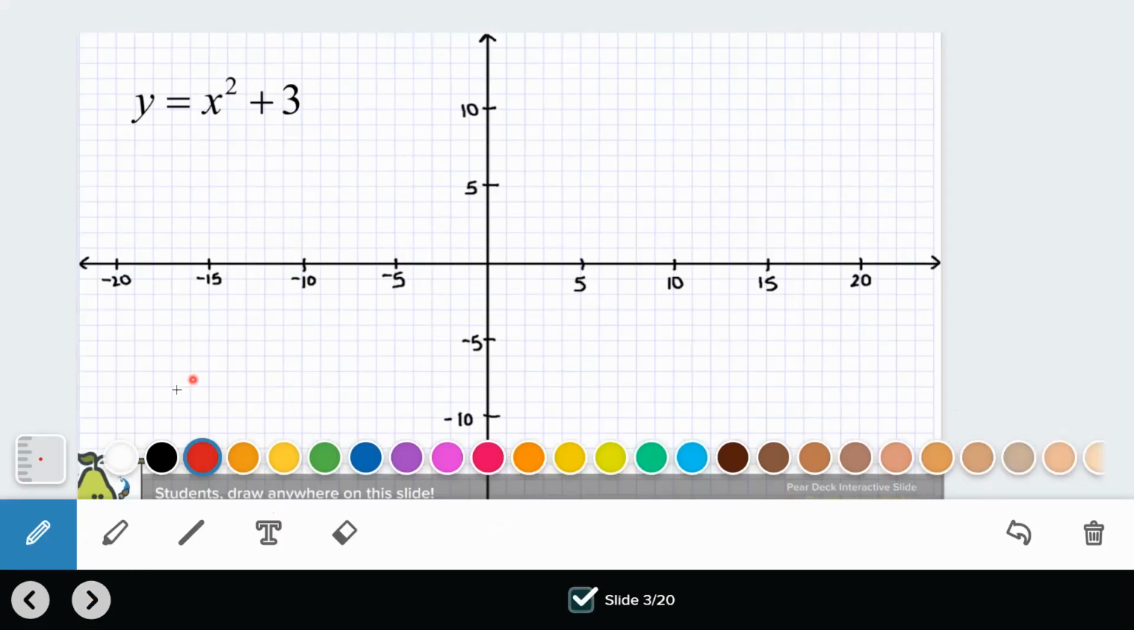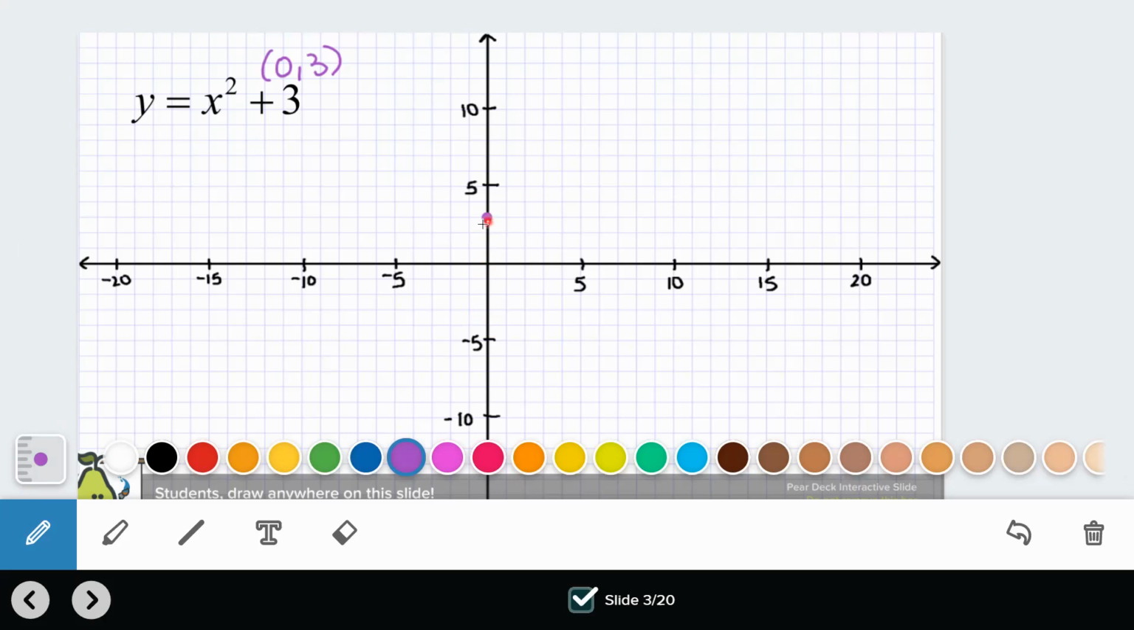So on this, what I'm going to do first, I'm going to drag that down. Make that a little smaller. Pick whatever color I want. And then I'm first going to identify where my vertex for this parabola is. And my vertex is going to be at 0, 3. So I am going to go to 0, 3 and put a point there. That's going to be my vertex.